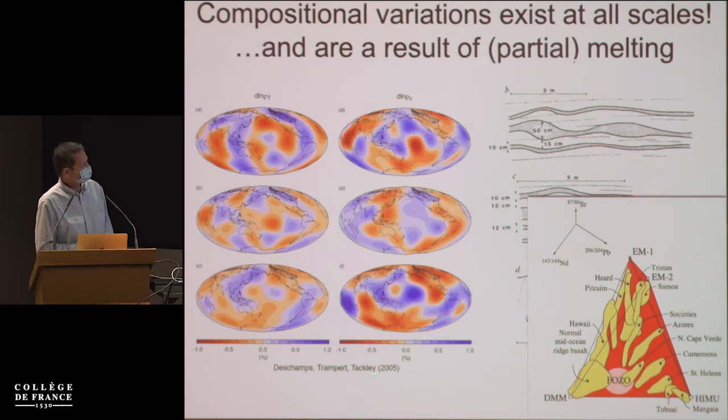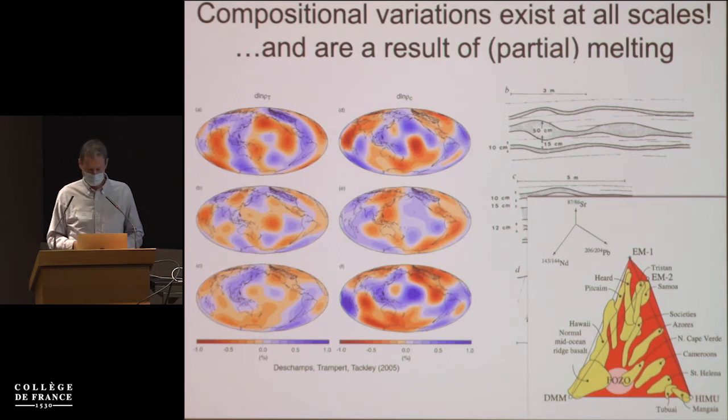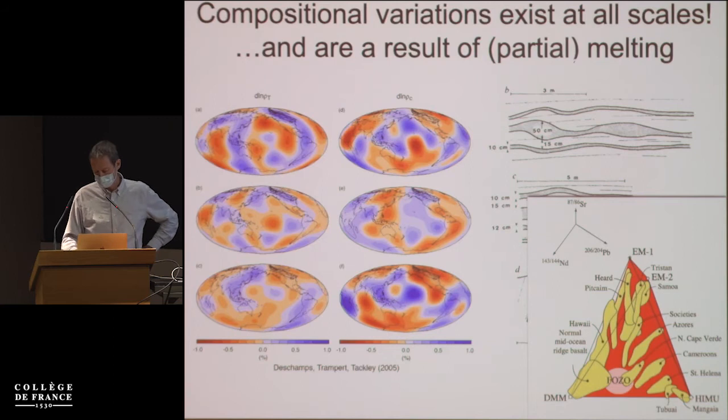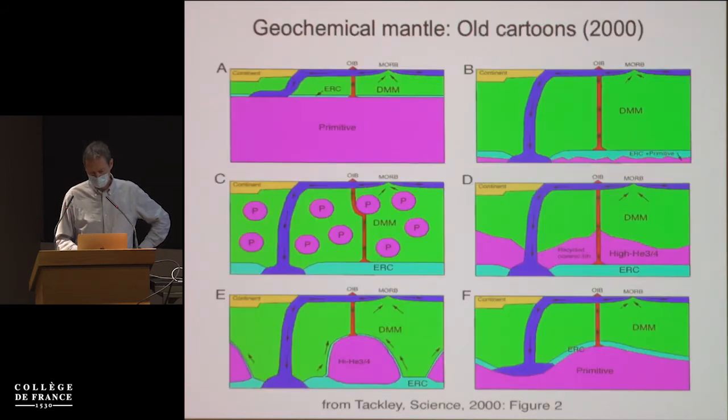In seismology, this is by now a sort of old model, but this was an attempt to invert for thermal density variations and compositional density variations. And you notice the amplitude is similar between the two. So according to this inversion, and no doubt there are more recent ones now, the amplitude of density variations due to compositional variations is comparable to that of thermal variations in the mantle.